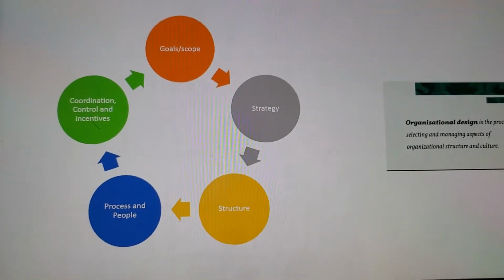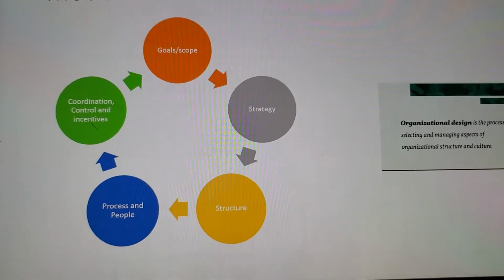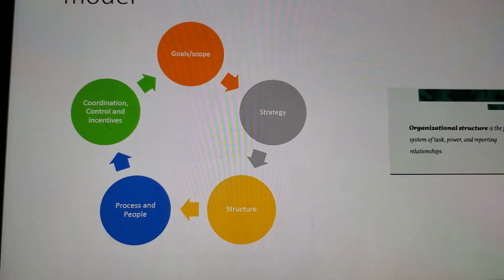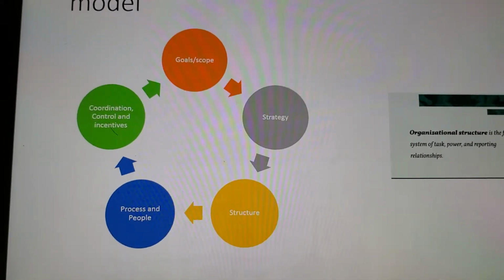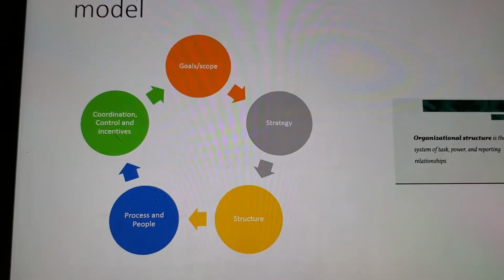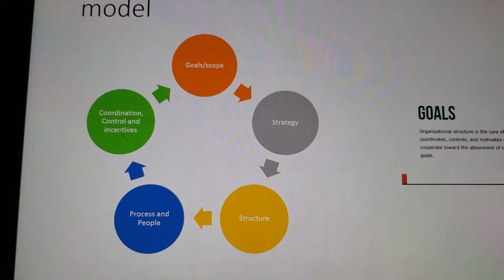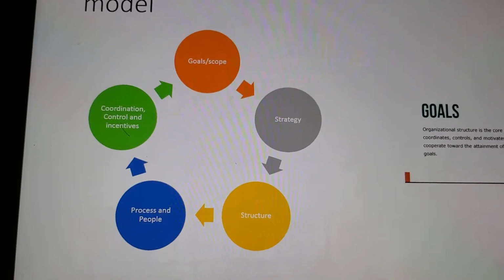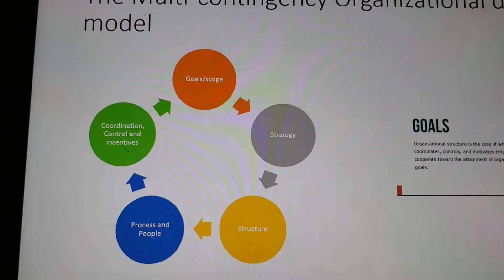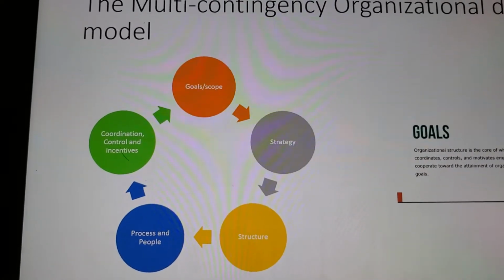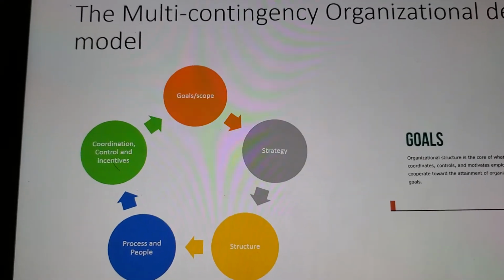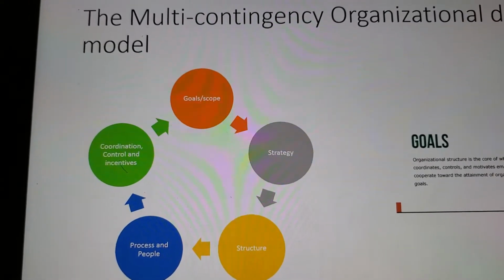And the organizational design, we look at that as the process of selecting and managing aspects of the company. Within the structure is a formal system of tasks and power and reporting relationships. Who do they report to? And the goals include the structure and the core, how it's coordinated, controls, and motivates employees. What type of incentives will be offered to the employees, and for the organization to attain.